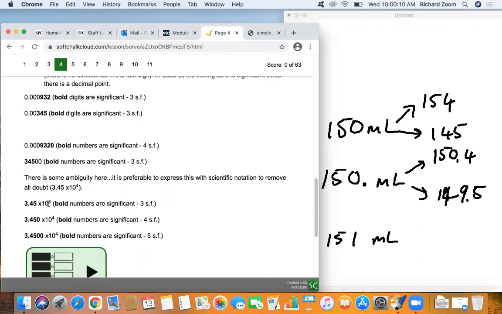So when you've got 3, 4, 5, 0, 0, then those 3, 4, 5 are significant, but the zeros aren't. But if you had 3.4500 times 10 to the fourth, then those zeros would be significant because of the decimal point in the number.